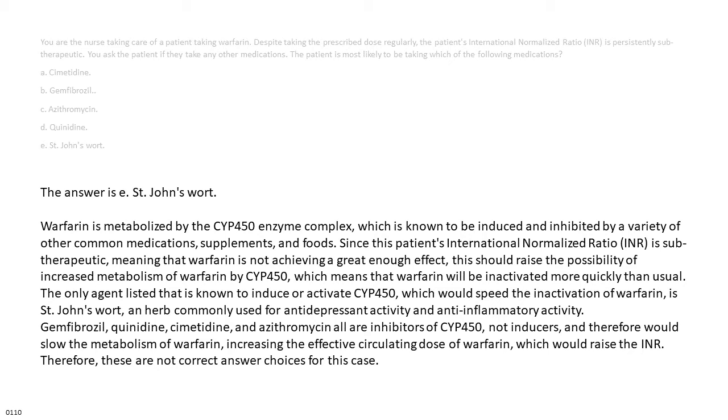this should raise the possibility of increased metabolism of warfarin by CYP450, which means that warfarin will be inactivated more quickly than usual. The only agent listed that is known to induce or activate CYP450, which would speed the inactivation of warfarin, is St. John's wort, an herb commonly used for antidepressant activity and anti-inflammatory activity. Gemfibrozil, quinidine, cimetidine, and erythromycin all are inhibitors of CYP450, not inducers, and therefore would slow the metabolism of warfarin, increasing the effective circulating dose of warfarin, which would raise the INR. Therefore, these are not correct answer choices for this case.